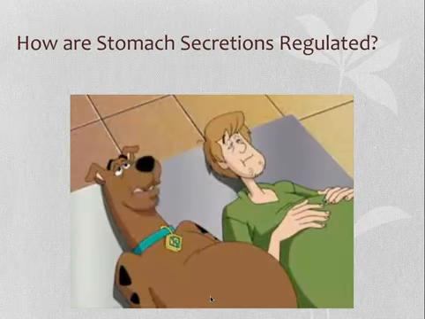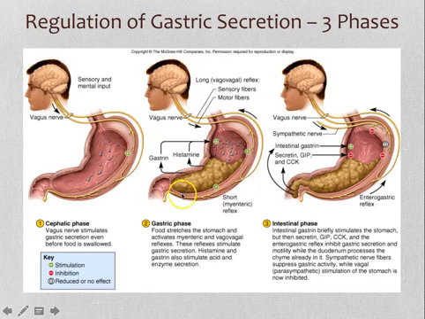All right, so how do we regulate these secretions? We have 3 different phases that we regulate them. There's something called the cephalic phase, the gastric phase, and then the intestinal phase. In the cephalic phase, if you look, it's sensory and mental input. I'm sure we've all had the experience where you're hungry and you smell something really good and you can actually feel your stomach churning. You're like, oh, right?